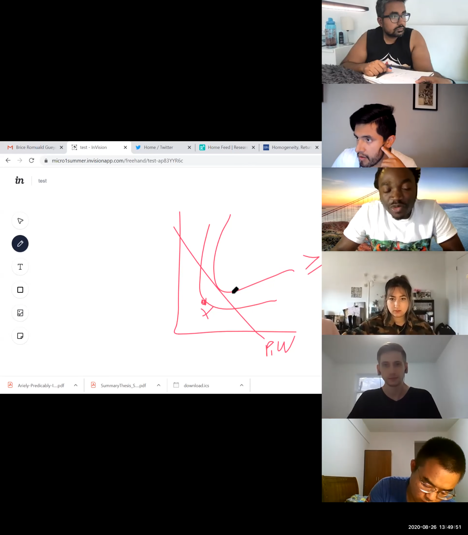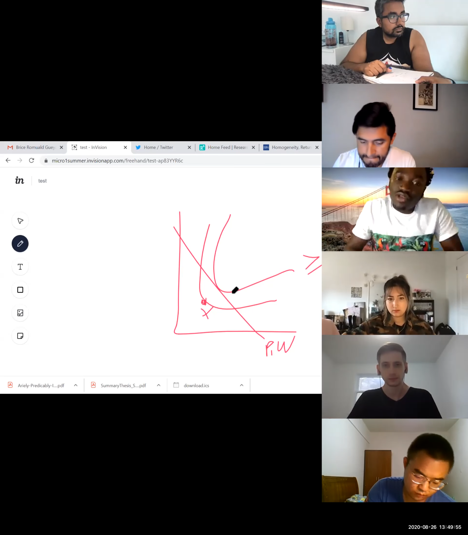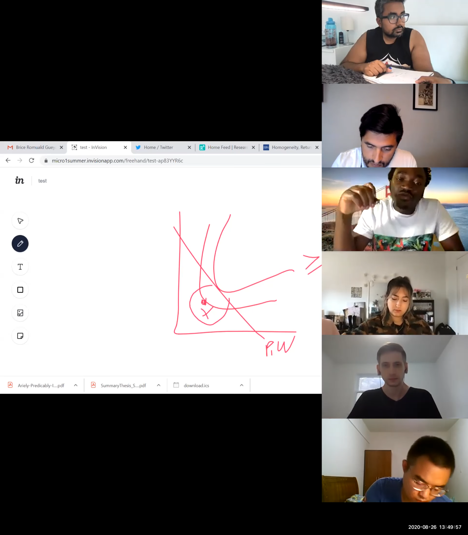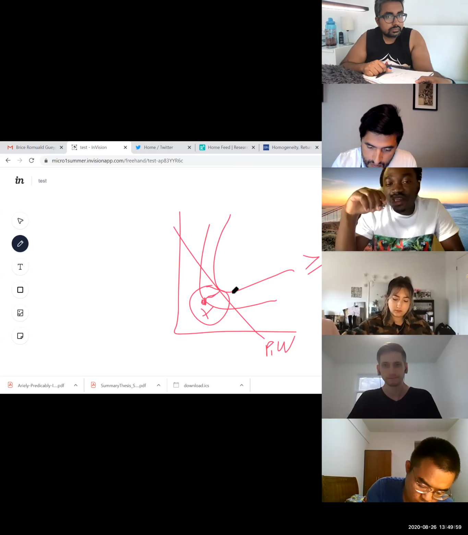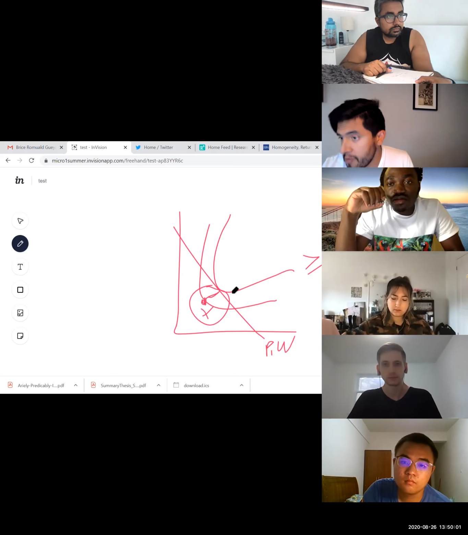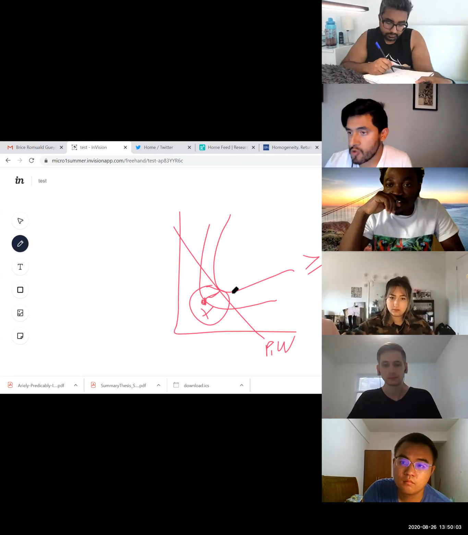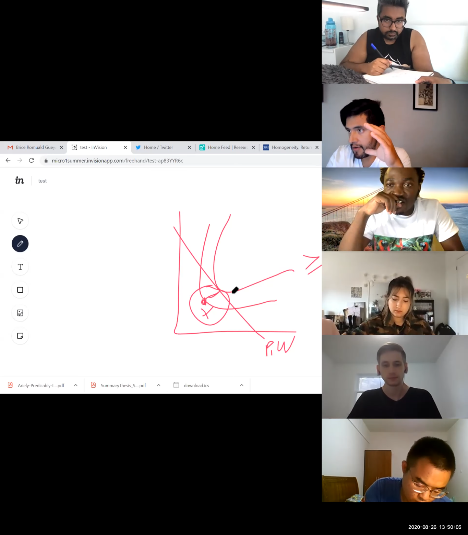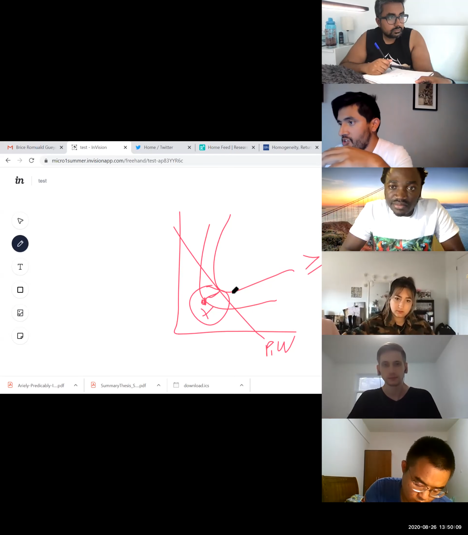This is not possible because if I choose a small radius, I will always find a bundle inside that is preferred to X. Yeah, exactly. But you're missing a key point, right? So I take a small radius around it, and I can do it because this radius is below the budget, right?